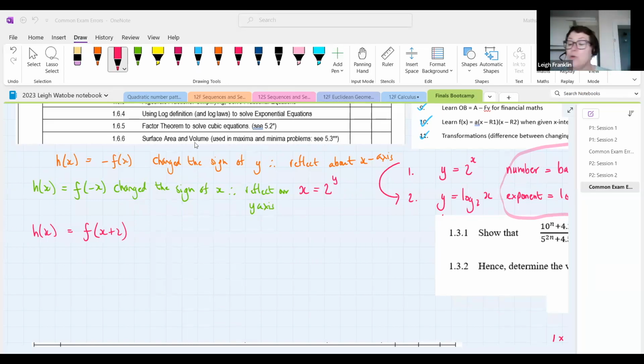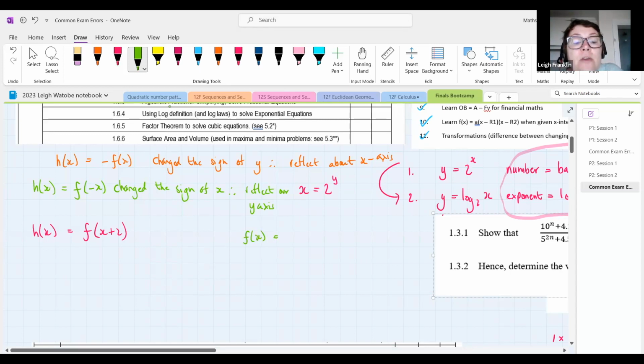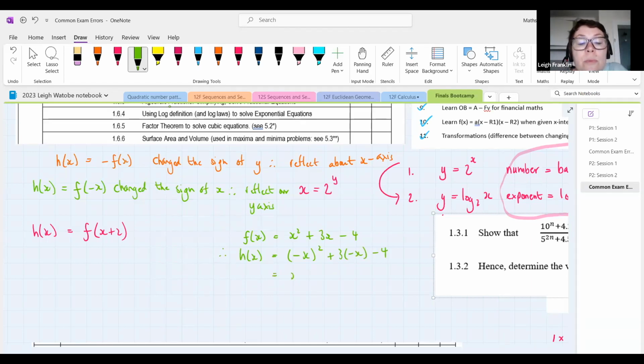Okay. So Gugu, if they gave you something like this, let's pretend, let's write it in green as well. Let's pretend they told you that f of x equals x squared plus 3x minus 4. If you are changing the sign of x to get h of x, it is going to be equal to negative x squared plus 3 times negative x minus 4. So it would still be a smiley face. Now this is minus 3x, this is minus 4.